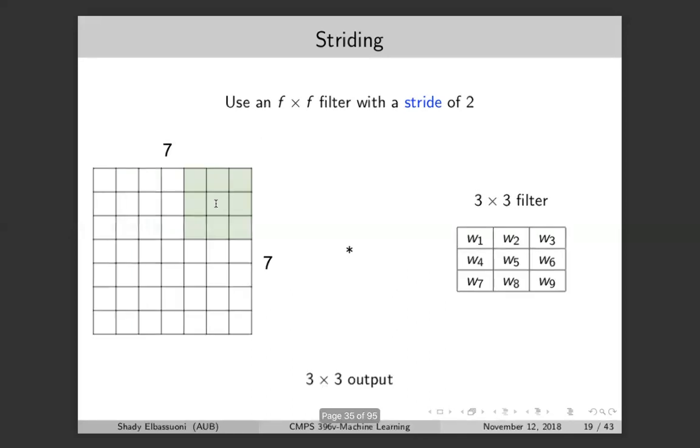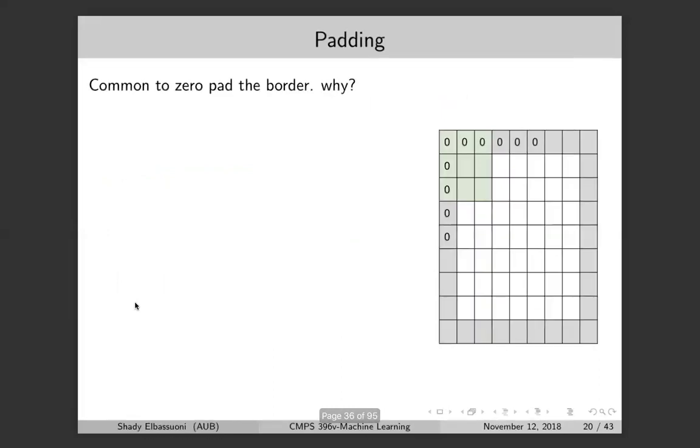All right, so I get a 3 by 3 output, because I'm going to do a stride also vertically. Okay. Another thing that I commonly do is to pad the border with zeros.